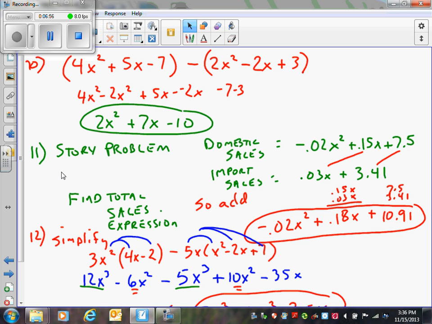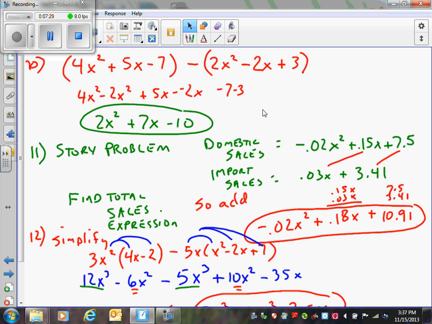Number 10, I have two polynomials, and we are subtracting them. I have 4x squared plus 5x minus 7, and I'm subtracting the polynomial 2x squared minus 2x plus 3. You've got to remember this subtraction changes the sign of everything inside there. So I have 4x squared minus 2x squared. That gives me 2x squared. I've got 5x minus a minus 2x. That becomes a plus, so I get 7x. And then I've got minus 7 minus a 3. So minus 7 minus 3 is minus 10.